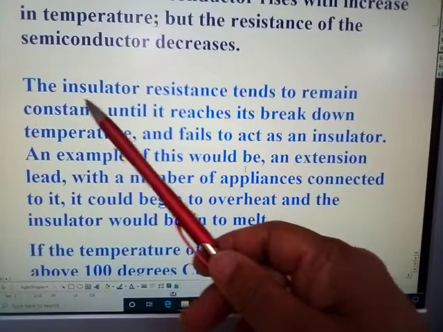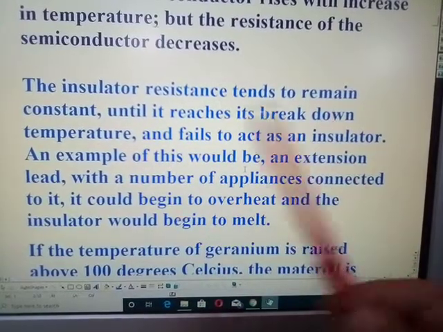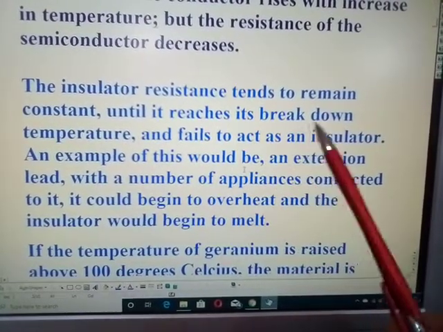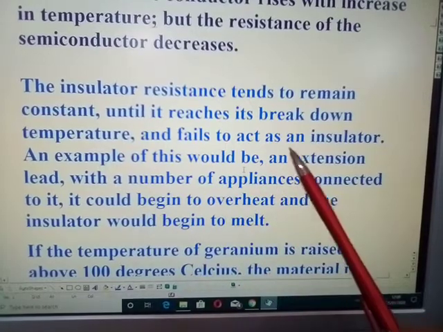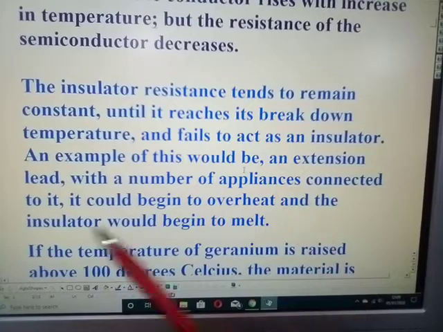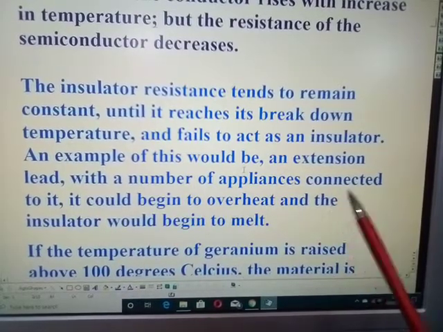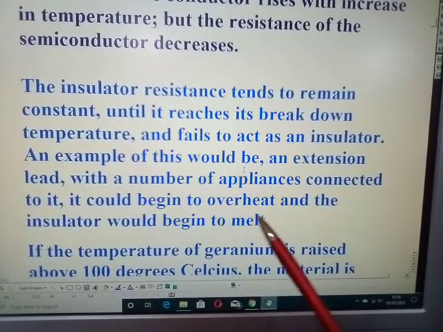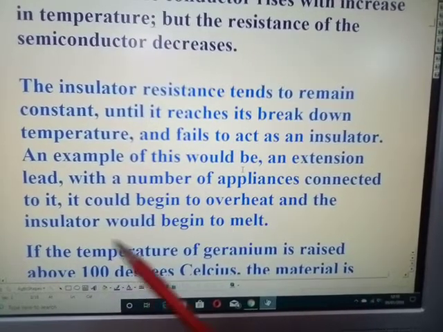So just to recap, the insulator resistance tends to remain constant until it reaches its breakdown temperature and fails to act as an insulator. An example of this would be an extension lead with a number of appliances connected to it. It could begin to overheat and the insulator would begin to melt.